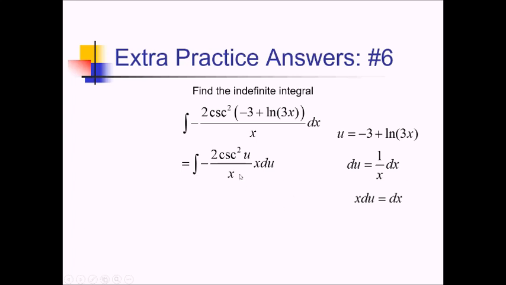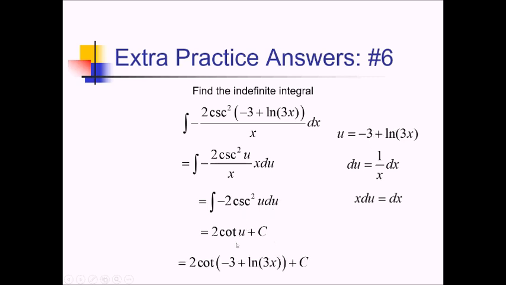The nice thing here is that these x's are going to cancel. So this is really just negative 2 cosecant squared of u du. And the derivative of negative cosecant squared by itself would just be cotan, or the antiderivative of that, I should say. So with the 2 there, this is going to be 2 cotan of u plus c. And then I'll substitute negative 3 plus ln of 3x back in for the u here to get this final answer.